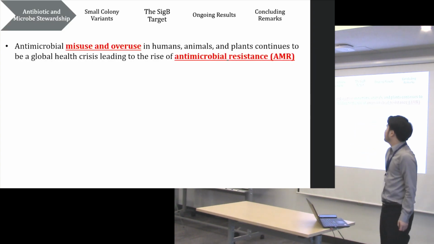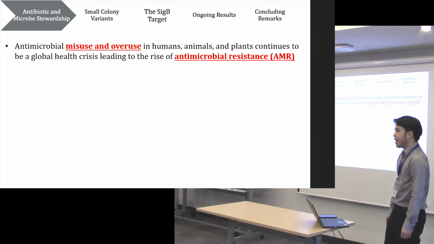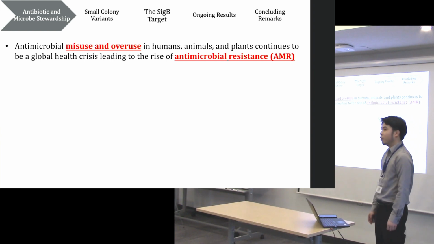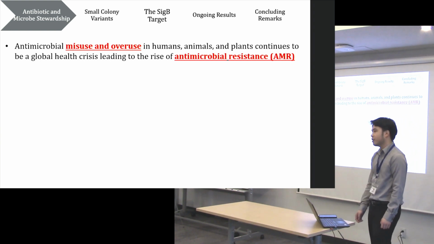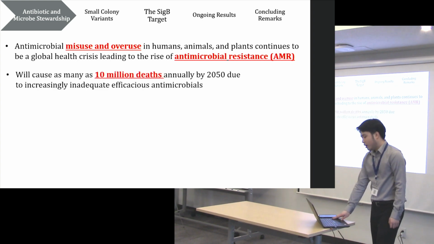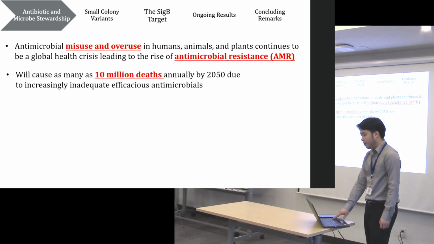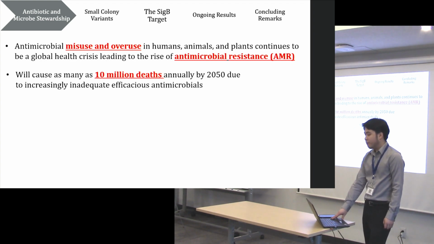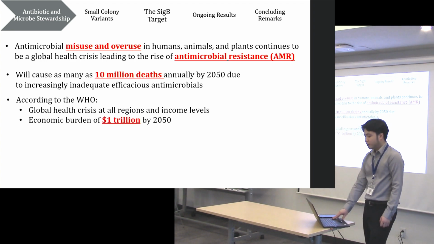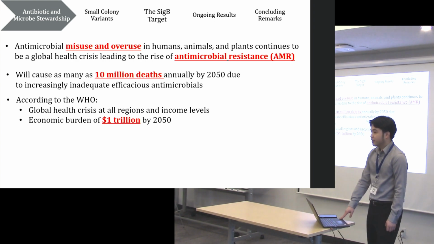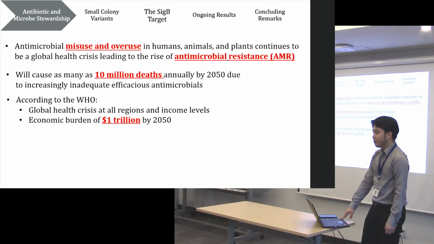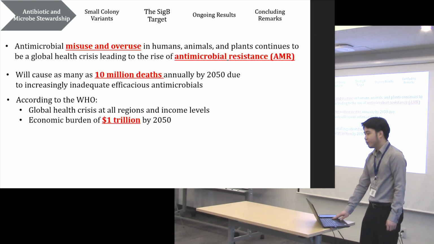Antimicrobial misuse and overuse in humans, animals, and plants continues to be a global health crisis, leading to the rise of antimicrobial resistance. This is expected to cause as many as 10 million deaths annually by 2050 due to increasingly inefficacious antimicrobials. According to the World Health Organization, this is a global health crisis at all regions and income levels, and is expected to have an economic burden of $1 trillion by 2050.